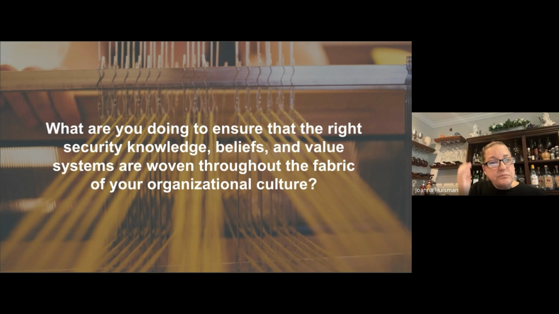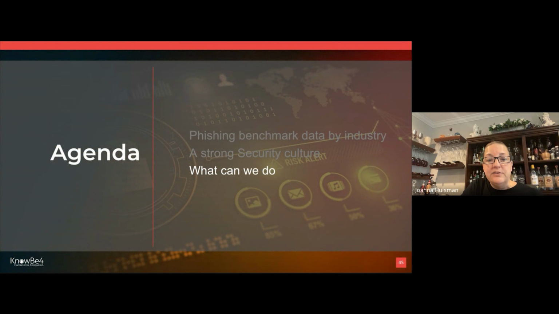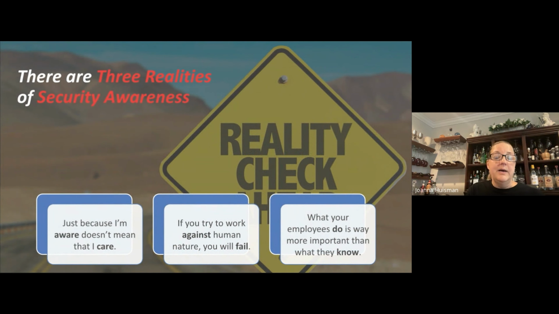And so, we always talk to companies about what they're doing to ensure that they've got the right security knowledge woven into the fiber of their organization. And so when we look at culture, there's three realities, right? The first reality is just because I'm aware doesn't mean that I care. The second reality is if you try to work against human nature, you're going to fail. And the third is what your employees do is way more important than what they know or what they think, right?